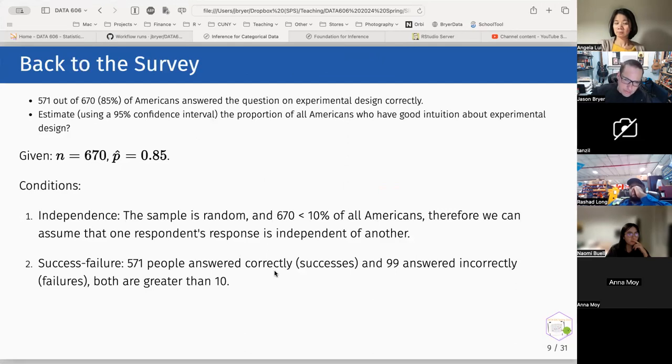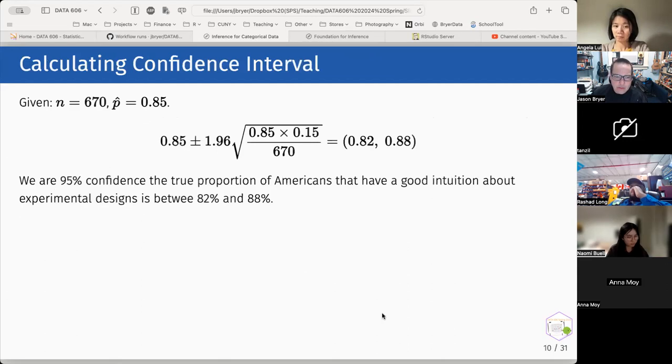All right, so going back to our survey, here's what we're given. We know that our N is 670. Our probability of success, if you will, is 0.85. This is a random sample, so we're good to go. We have 571 who answered correctly and 99 incorrectly, so we meet the success-failure condition. So we're good to go. Now it's just an algebra problem.